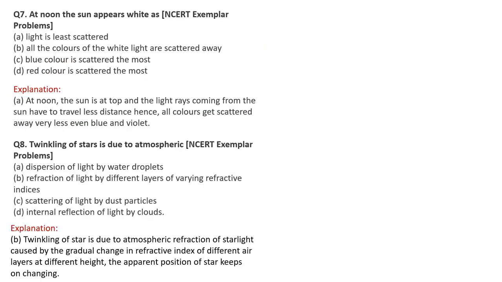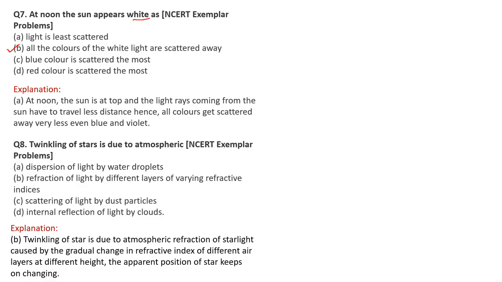Now, at noon the sun appears white. What should be the reason? As the light is least scattered? No. All the colors of the white light are scattered away? Yes. Blue color is scattered the most? No. Red color is scattered the most? No. The right answer is B. Now let's see the explanation.